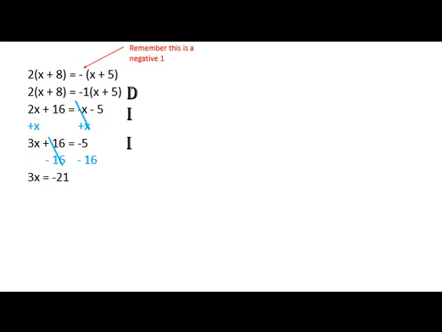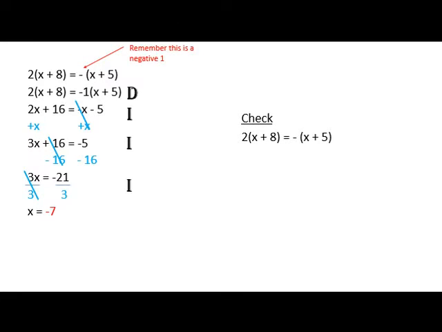That removes it from the left-hand side, leaving us with 3x equals negative 21. We're going to continue with inverse operations. Divide by 3. That removes the 3 from the left-hand side of the equation, giving us x equals negative 7. These problems are complicated, so I want you to make sure to check your work.